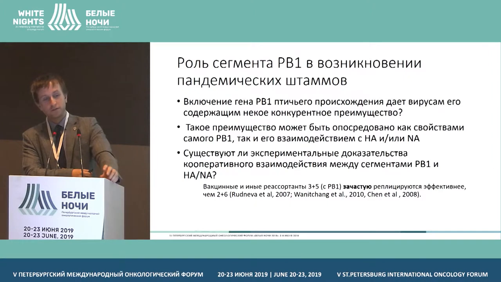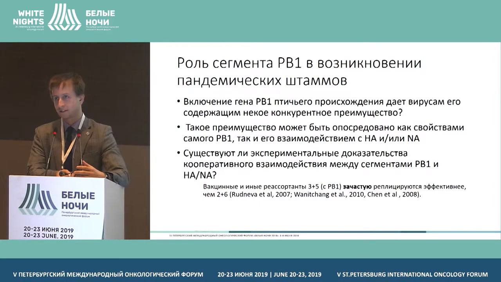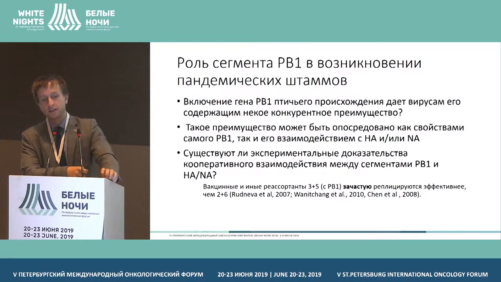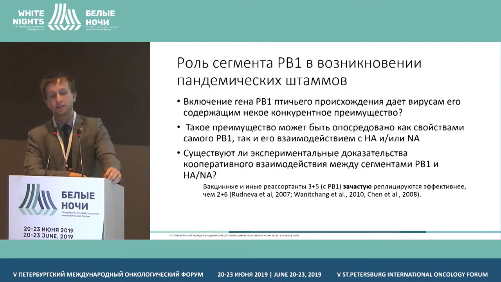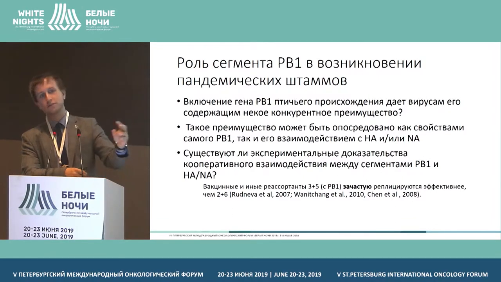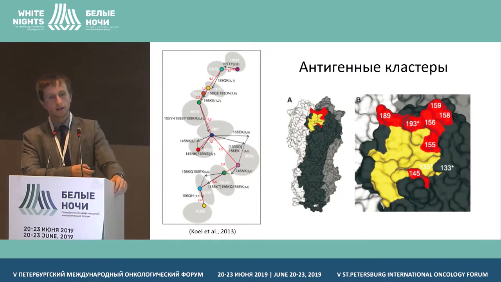Inclusion of the PB1 avian gene gives the viruses some competitive advantage. There is a great lot of experimental in vitro studies that show or consider the mechanism of this competitive advantage. And there is experimental proof of cooperation between the PB1 segment on the one hand and hemagglutinin on the other. The success of the virus depends on the success of this constellation, and is not only connected with hemagglutinin characteristics, which usually attract the most attention. Hence, vaccine and other reassortants 3+5 very often are more efficient from the point of view of replication than reassortants 2+6, when we take only HA and neuraminidase from the new virus.